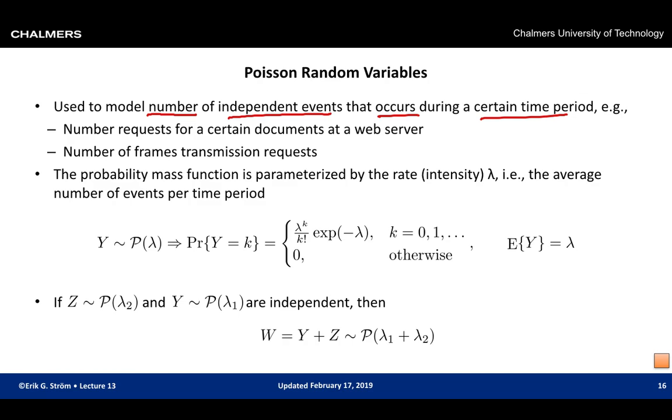Okay, so this could be, for instance, to model the number of requests for a certain document on a web server. How many of those are there per second, per minute, per hour? Or the number of frame transmission requests per second or minute or something like that. So it's how many of these events happen during a certain time period.